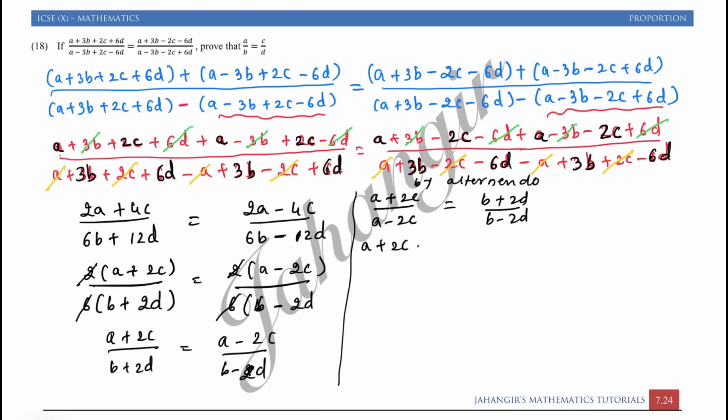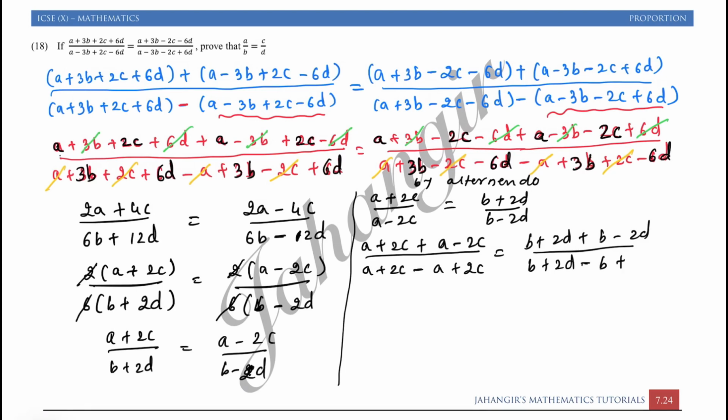A plus 2c, let's not write bracket as there is no space. You can write that bracket for a step. A plus 2c minus a, and then I will change sign. B plus 2d plus b minus 2d upon b plus 2d minus b plus 2d. So here I can cancel 2c, here I can cancel a, same way on right side. So what I will get, 2a upon 4c is equal to 2b upon 4d.